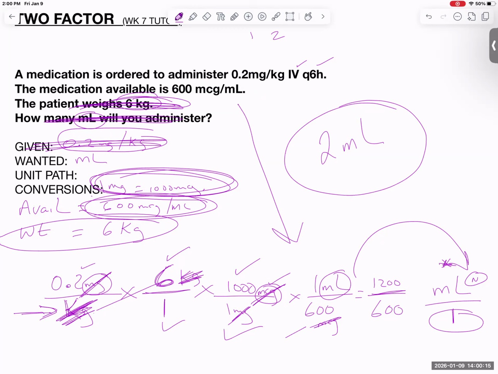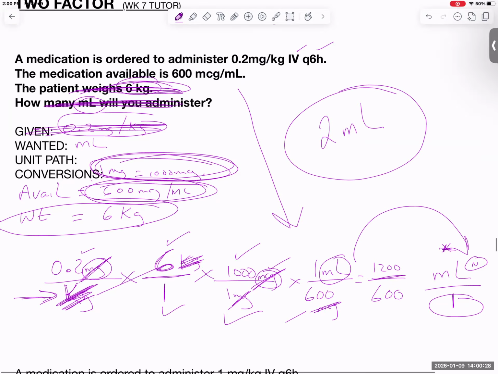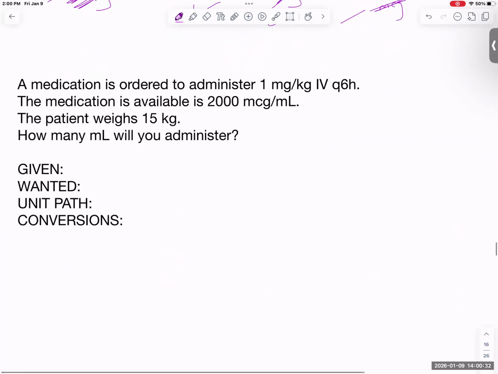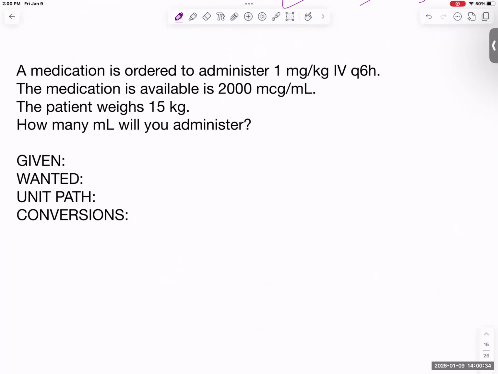So we always look for the details in our math. Make your errors now so we can correct it so there's no problems when you graduate. So yes, the answer to this is 2 milliliters. So you have just moved into 2-factor problems. So I want you to do this one, and I'm going to give you a couple minutes to solve.